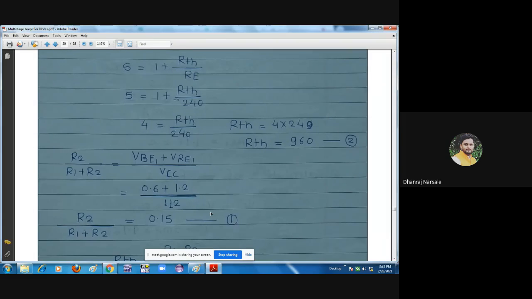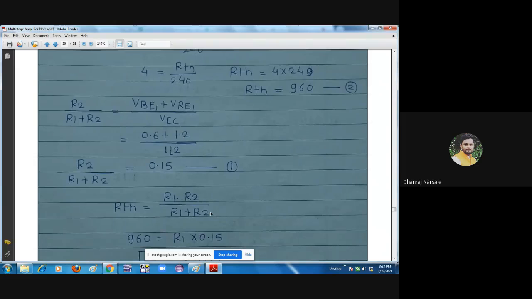Okay, then I know the equation of RTH. What did I say RTH is? RTH is the parallel combination of R1 and R2. When two resistors are in parallel, we call it the resultant resistance, and the notation we gave for it is RTH. So RTH is equal to R1 into R2 divided by R1 plus R2.